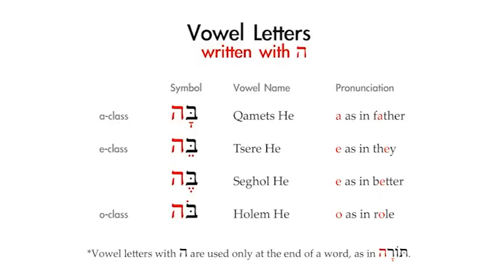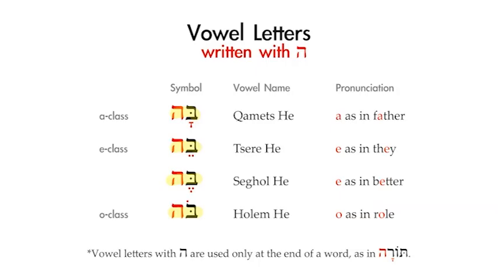We'll begin with vowel letters written with hey, and they appear in three different classes: A class, E class, and O class. And let's begin by pronouncing them, each with the consonant bet. Ba, be, be, and bo. You'll notice that each of these vowel letters are pronounced just like the regular vowels that they're associated with.